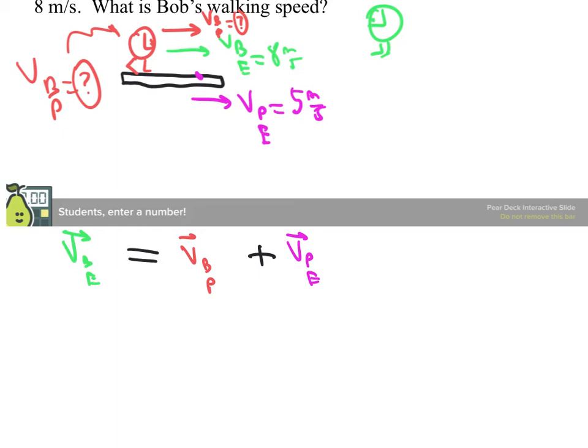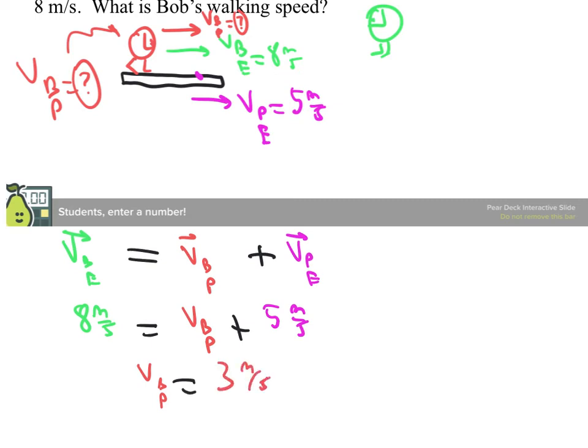Then we can put in the numbers that we actually know. For instance, Bob relative to the people mover, I don't know what that is. That's what I'm looking for. But I do know that the people mover relative to Eugenia was 5, and I do know in the end that she saw Bob moving at 8. So I get that 8 meters per second is Bob's speed plus 5 meters per second, which allows us to easily solve that Bob's speed relative to the people mover must be 3 meters per second. This was not that much harder, but was still a little more complicated, and the notation helps us keep track of everybody.